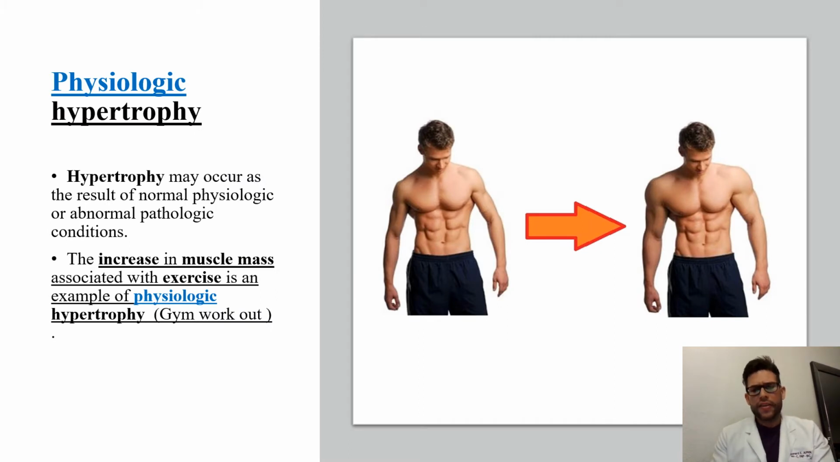Now, there are different types of hypertrophy. There is what is called physiologic hypertrophy. This type of hypertrophy is the result of normal physiological conditions. For example, the increase in muscle mass associated with exercising and working out is an example of physiologic hypertrophy. Like when you go to the gym and you work out, you see your muscles increase in size. This is an example of physiologic hypertrophy.